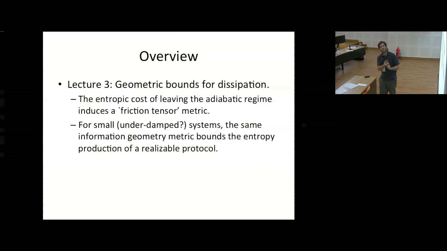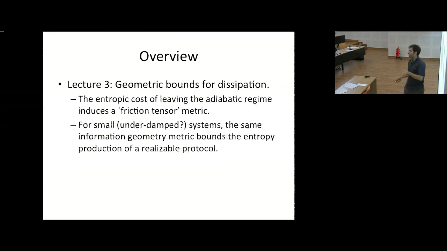And in my third lecture, I'm going to use a very similar geometric formalism to talk about some bounds for dissipation. So I'm going to give a geometric way of thinking about the energetic cost, so how much entropy you produce if you want to leave the adiabatic regime and move a system not arbitrarily slowly, but only slightly slowly. And I'm going to show that this induces a friction tensor metric. This is work by Sivak and Crooks.